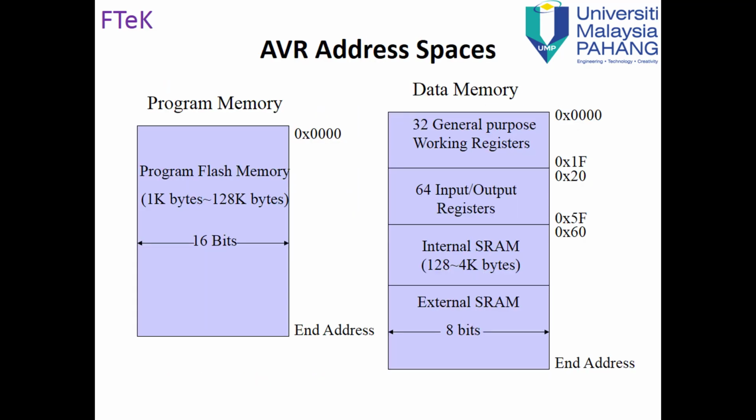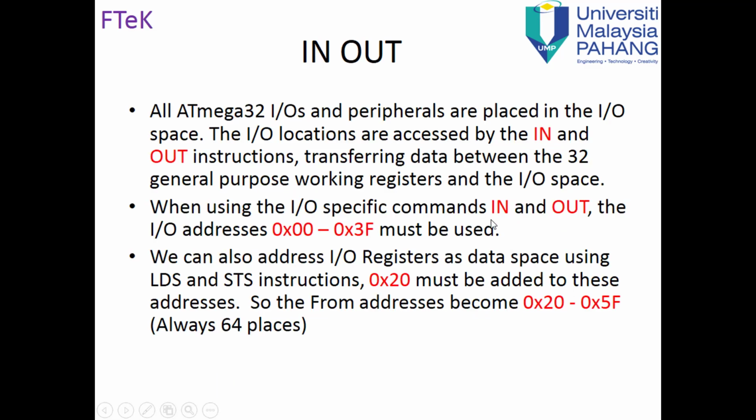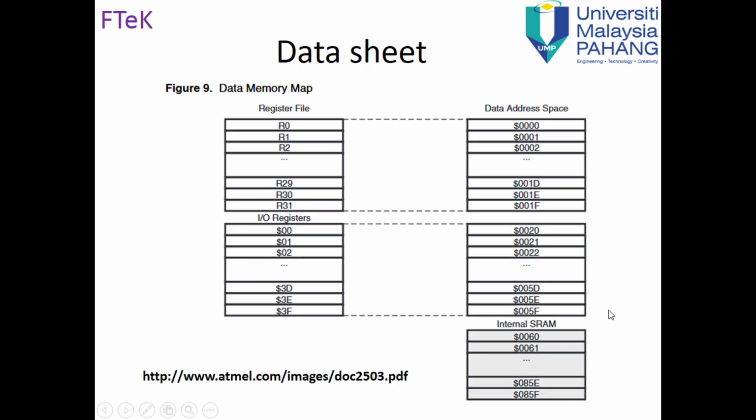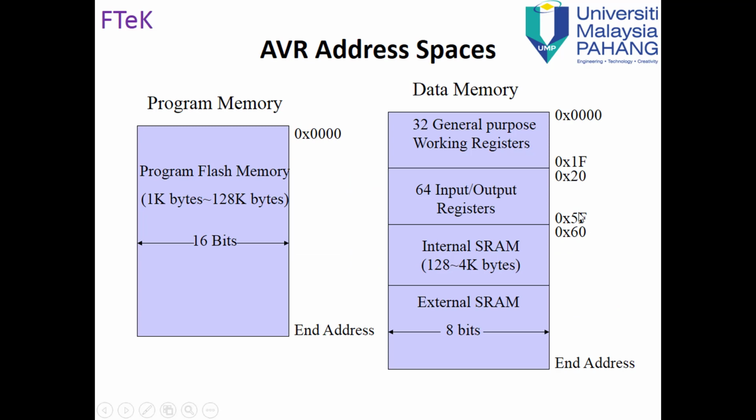So going back to here, if we use IN, we consider the first address, which is 20, as 0, and here is the 64th. So the addresses are between 0 and 3F. If we use LDS and STS, then we use the real addresses. So instead of 00, we use 20. We add 20 here and 20 here, so the addresses become between 20 and 5F. But this is only if we use LDS and STS.